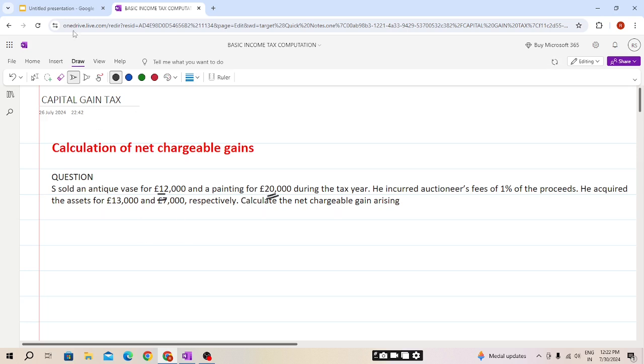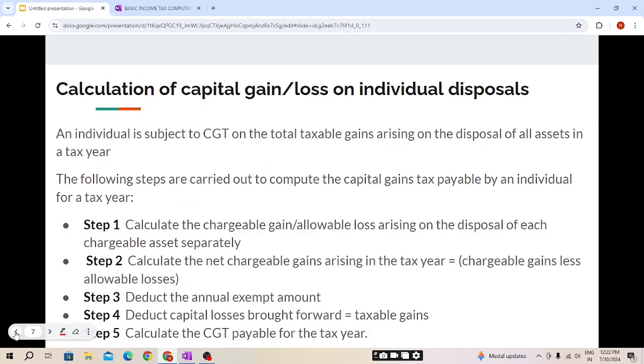So students, we have seen that step number 1 was to calculate the chargeable gains or allowable loss on disposal of each asset separately. Then step 2 was to calculate the net chargeable gains, that is chargeable gains less allowable loss of the total assets which have been disposed of in the tax year.